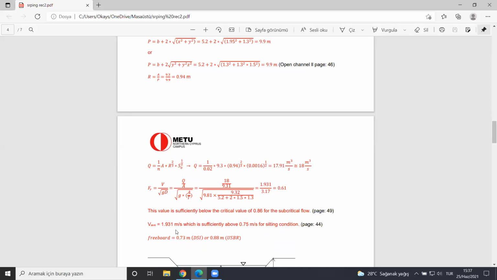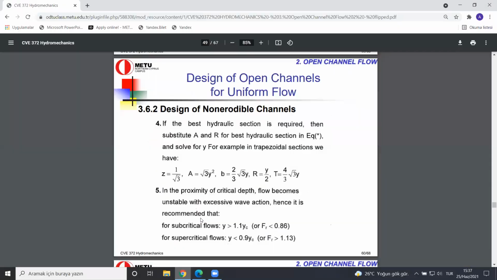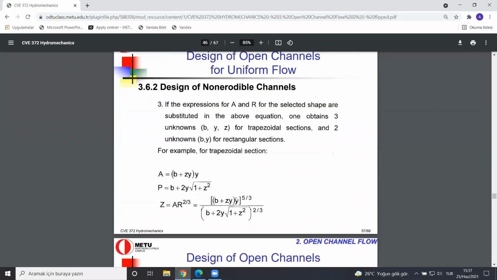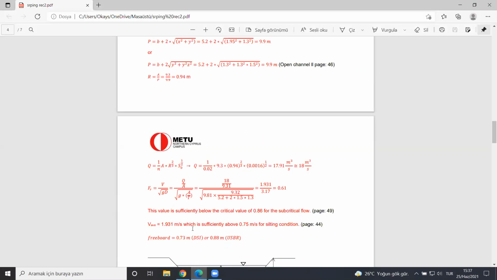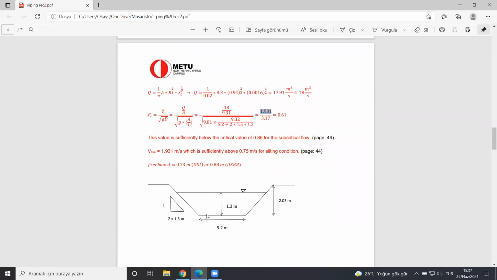And now we need to check the velocity. If we go to page 44, you can see the minimum velocity should be 0.75 meter per second. Our velocity, from here, we calculated, was 1.931 meter per second. So it is more than 0.75. So the velocity check is also okay. Therefore, our assumption was good, and we can just write our dimensions.